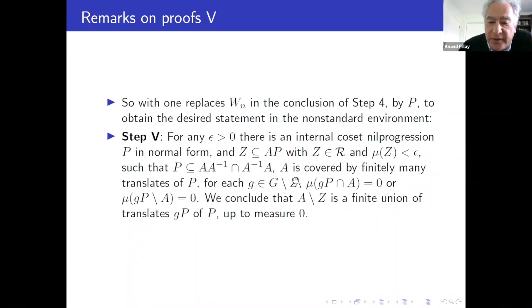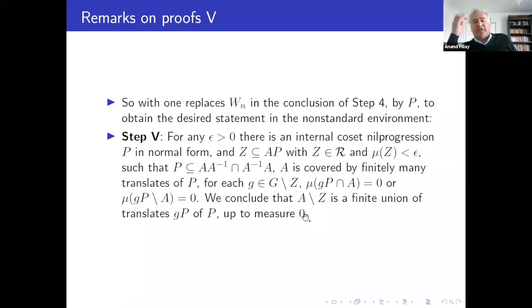for every G outside the error set, either the translate GP intersects A in a small set, or the measure zero set, or GP is contained in A up to measure zero. The conclusion is that A take away Z is a finite union of translates of P up to measure zero. This is the statement in the non-standard model, and this pulls down by routine methods to give the theorem.